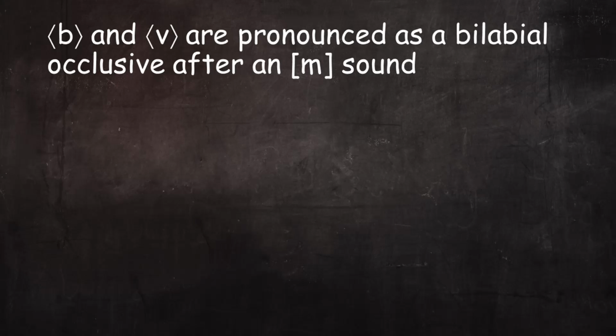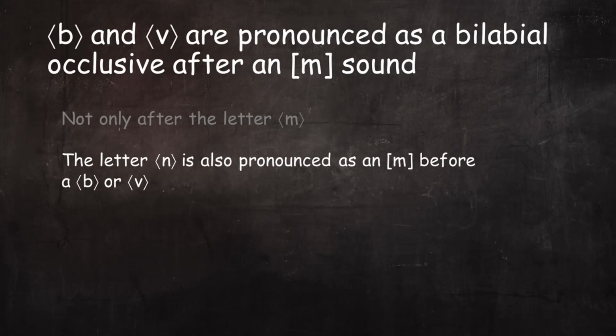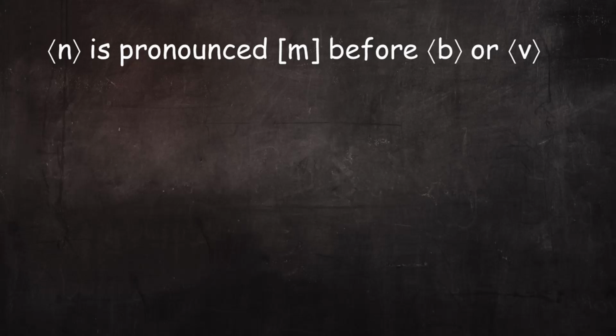We also said at the beginning that B and V are pronounced as a bilabial occlusive after an M sound. Notice that we didn't say after the letter M. That's because the M sound is not exclusively associated with the letter M. The letter N is also pronounced as an M sound anytime it appears before a B or V, including across word boundaries. Here are some examples.